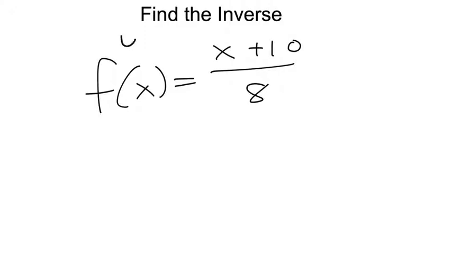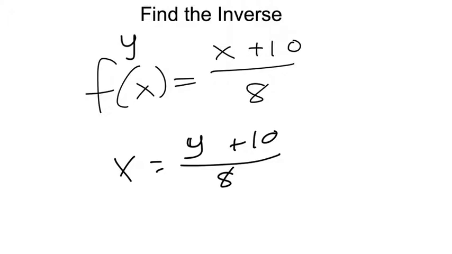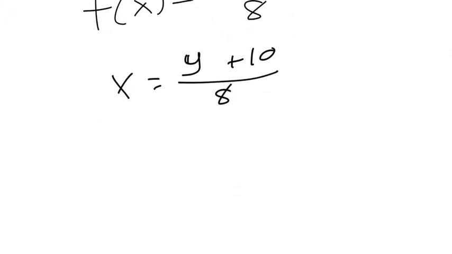Your f of x, think of it as the y variable. So we'll switch the roles of x and y: I put y in place of x, and I put x where y usually goes. And we do that because now we can find the inverse by solving for y, getting y by itself.